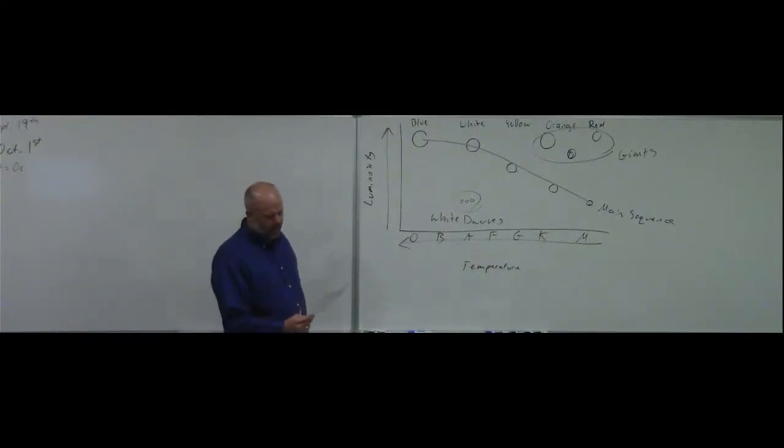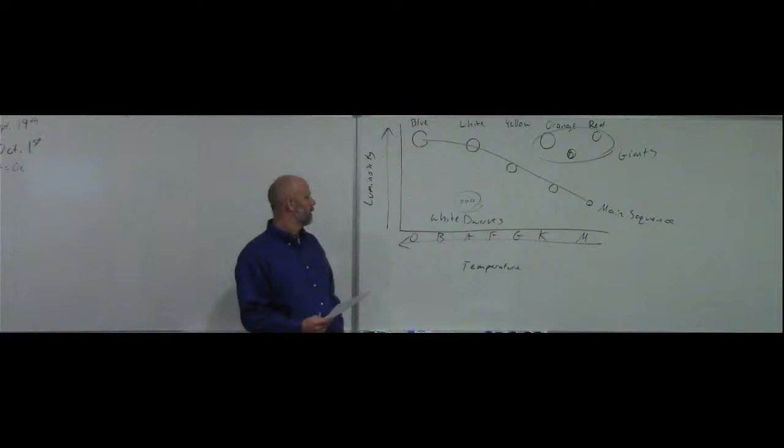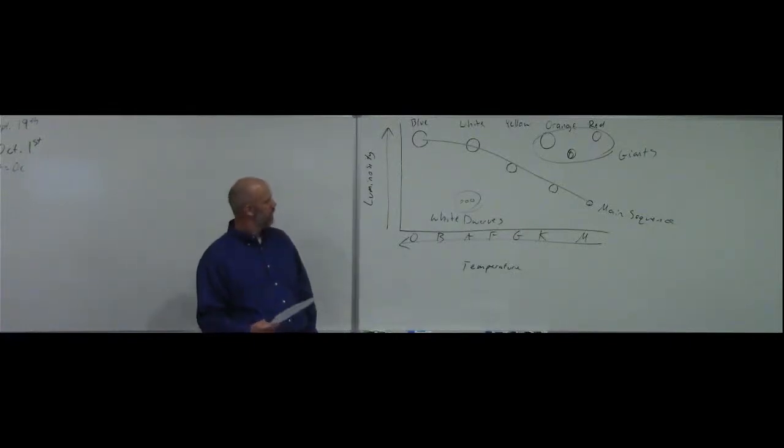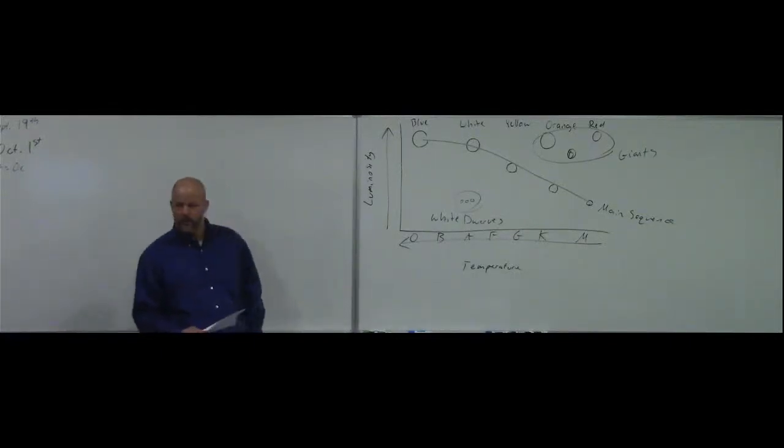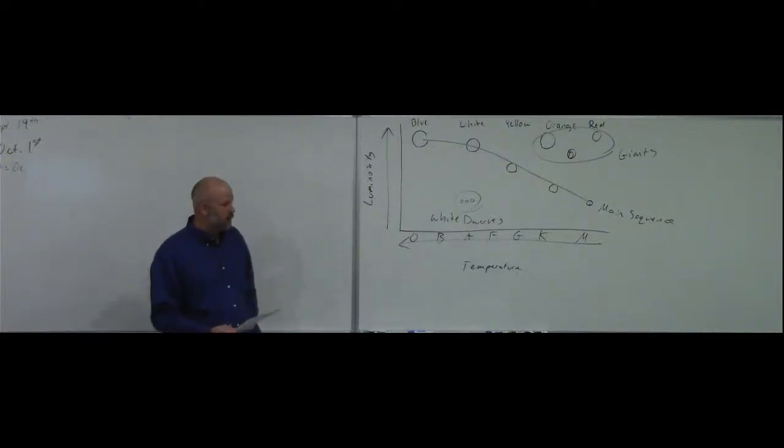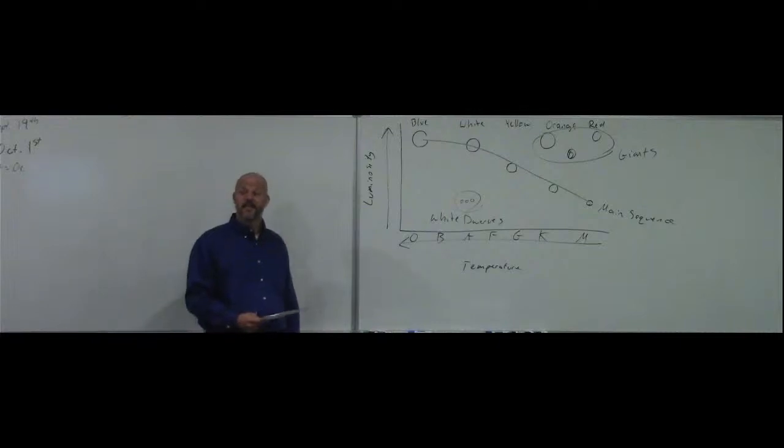What color is our sun? Well, probably a little more yellow than orange, right? But somewhere in that vicinity. So go with the orange/yellow. I would give you credit. As long as I see yellow, we're cool.